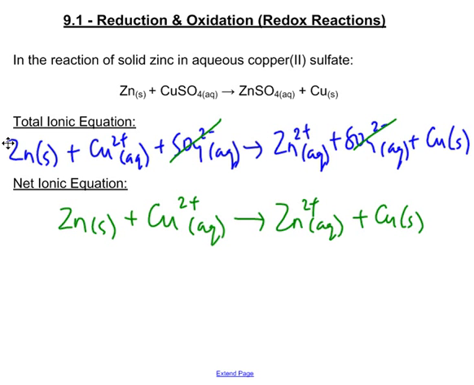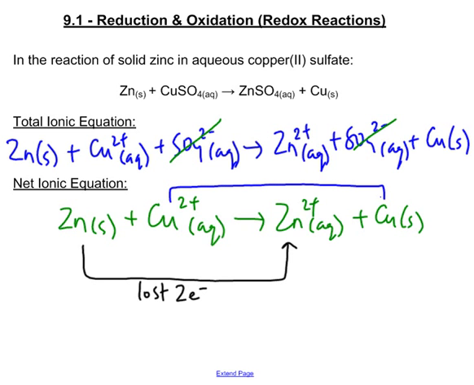If you look at this, basically what's happening here is that for zinc to go from solid zinc to zinc with a 2+ charge, zinc had to lose 2 electrons. For copper to go from Cu2+ to solid copper, copper had to gain 2 electrons. So what's happening in this reaction is that electrons are getting transferred from the zinc to the copper to make the reaction go. And that's what a redox reaction is. It's really just examining any reaction where we have a transfer of electrons.